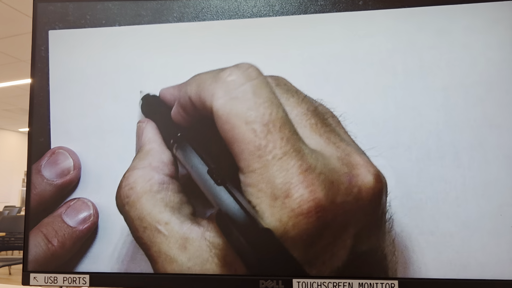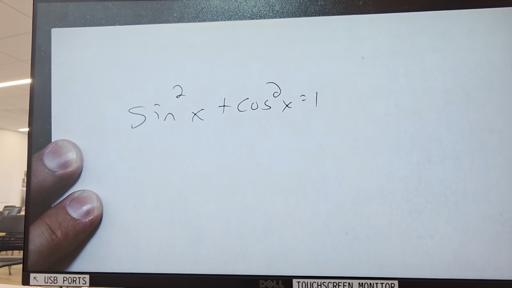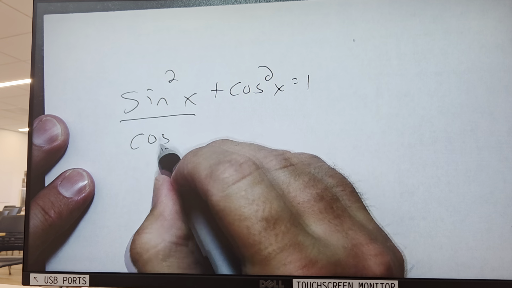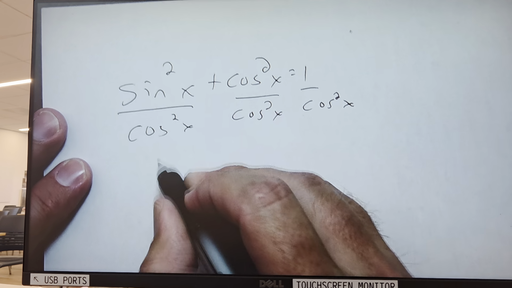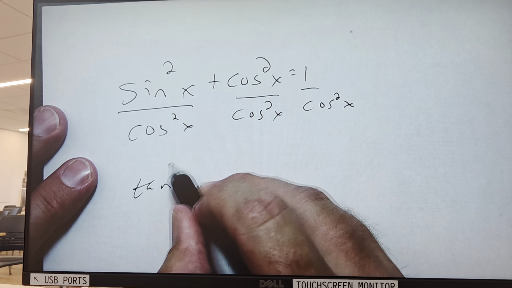So I think last time I did talk about the Pythagorean identities a bit. Yes? And then if you divide by, for example, cosine squared, what is sine over cosine? Tangent. So this is tangent squared.